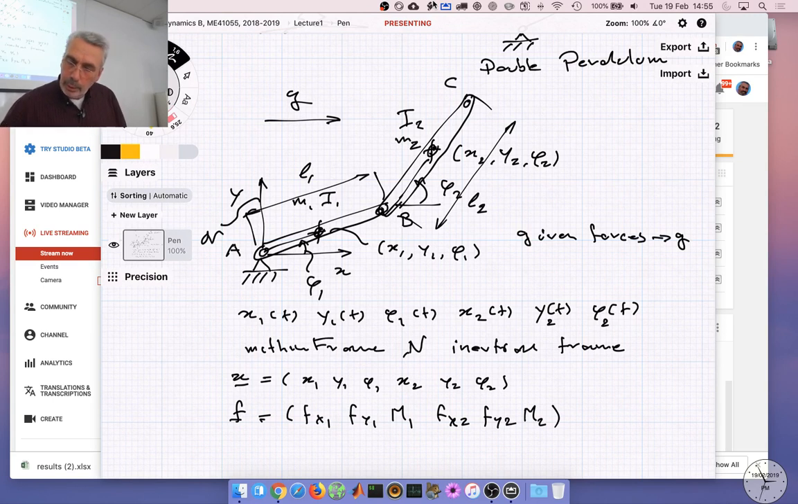Now, given these and the system, we want to know what is x of t. So these are given, and we want to know these guys. You can also play the game the other way around. Say I say what the motion is, and now I want to know what the force is. But for now we say, no, we know what the forces are. And so if we know what the forces are, what are they? Well, that is super easy here.